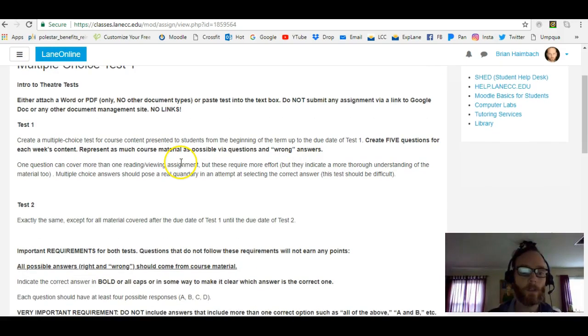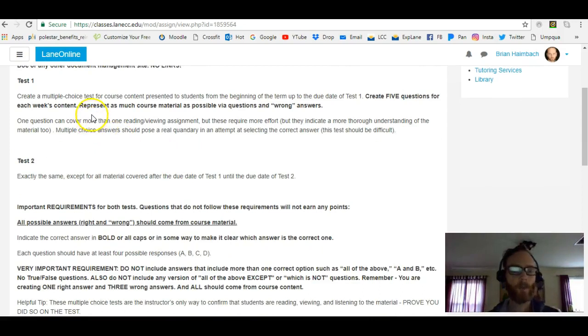So what you're going to do is create a multiple choice test for the course material that has been presented to you. This is for the first test, from the beginning of the course until the week that the test is due. So if our test is due on week 4, all the material that was covered on week 4 is to be included on that test.